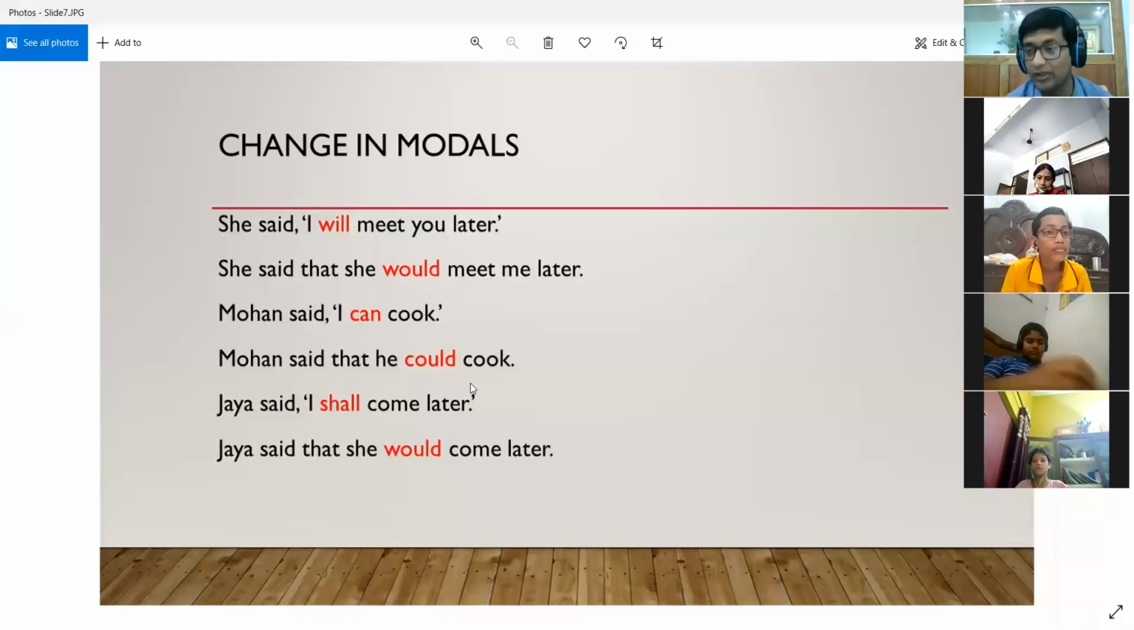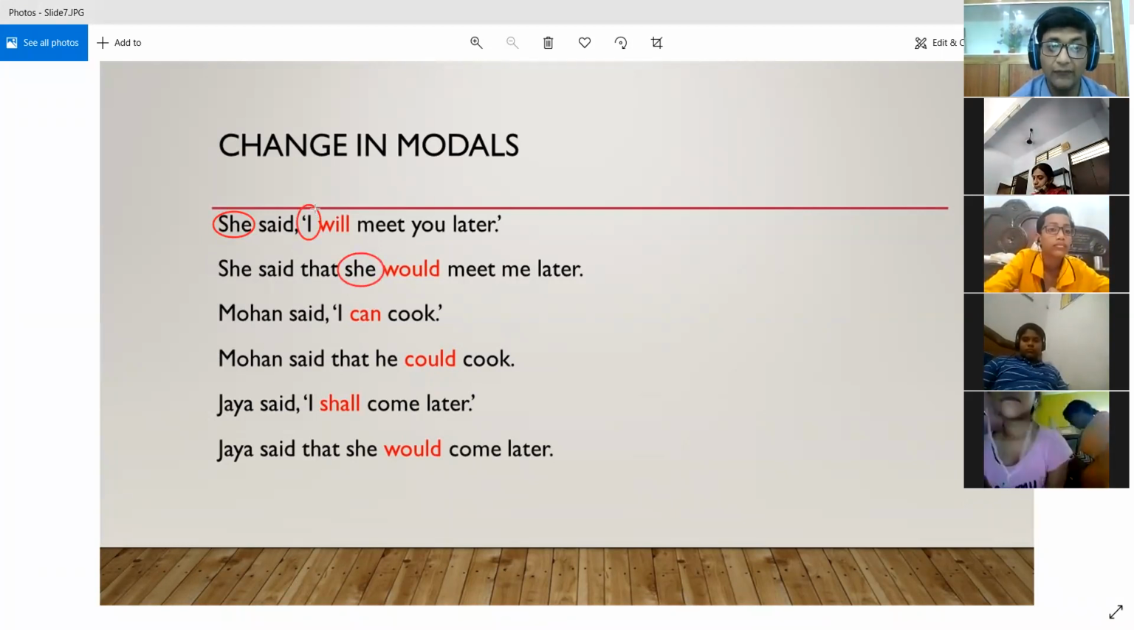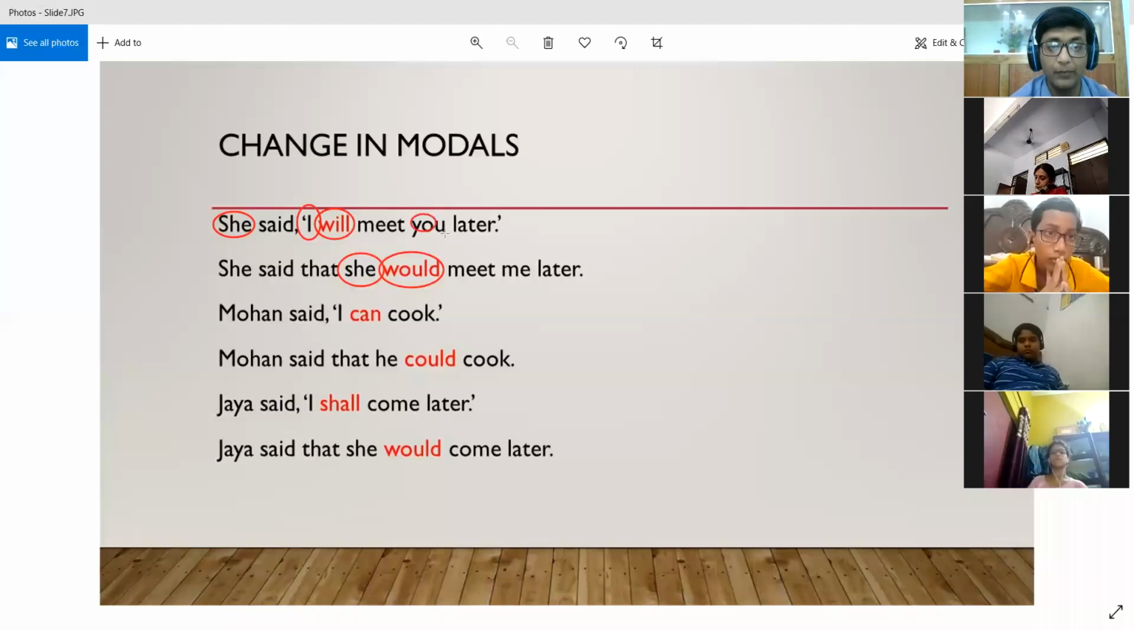Now see the changes in modals. I told you will, can, shall, all these things are modals, right? So let's see how they change accordingly in the indirect speech. She said, "I will meet you later." So over here we see that she is present as the subject in the reporting verb and I is the first person pronoun. So we can clearly see that it has changed into she. And will, which is the modal, has changed into would. So will has become would. She said that she would meet me later. Because we were talking about will meet you, so it has become meet me later.